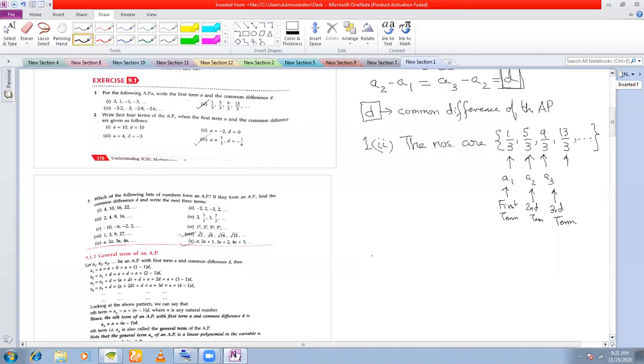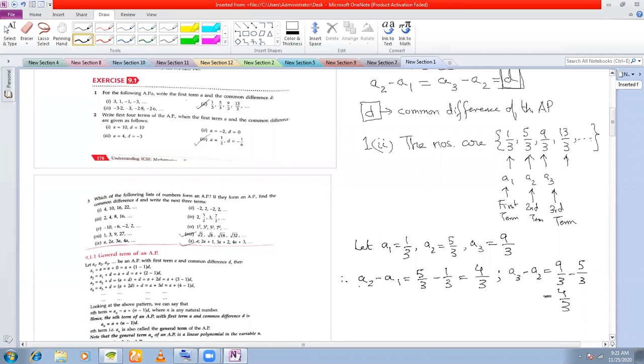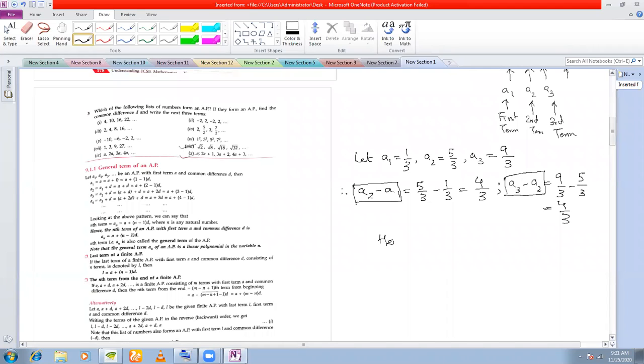So this set of numbers is given. Now I don't know whether this is an AP or not, so I subtract. Let a1 be 1/3, a2 be 5/3, a3 be 9/3. What is a2 minus a1? 5/3 minus 1/3, which comes to 4/3. Similarly, a3 minus a2 is 9/3 minus 5/3, which again comes to 4/3. So a2 minus a1 is equal to a3 minus a2, which is equal to 4/3.